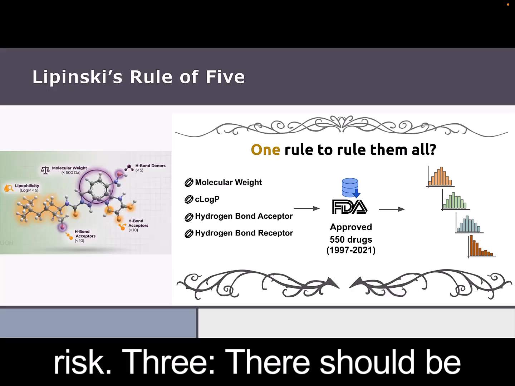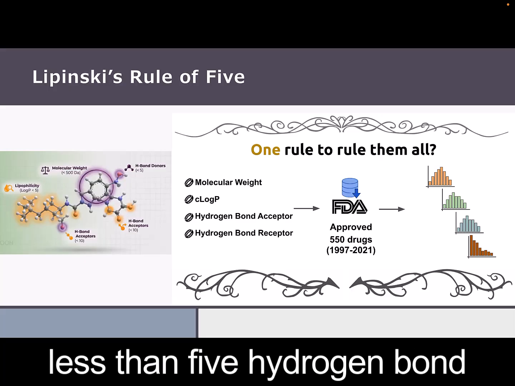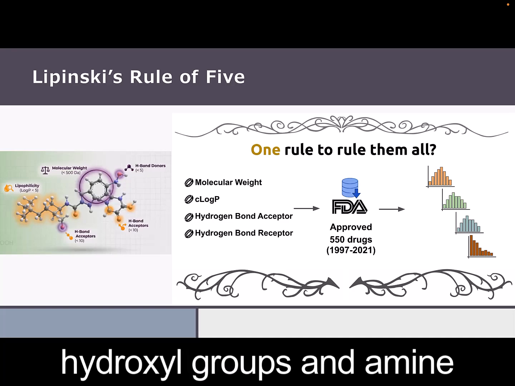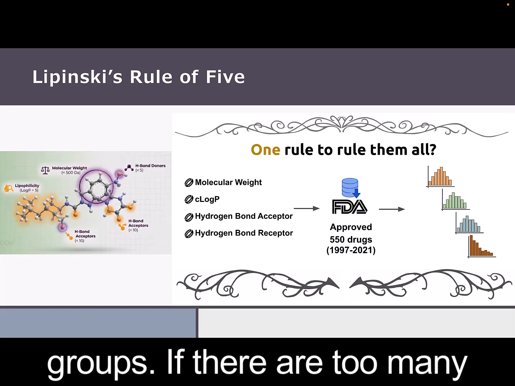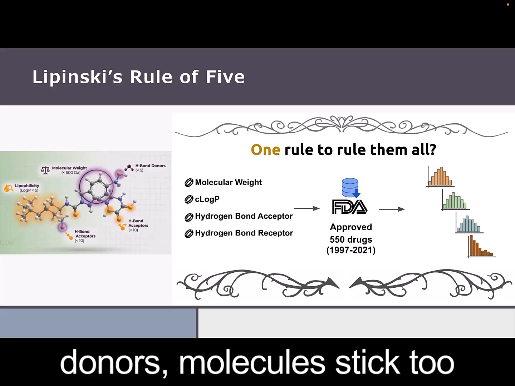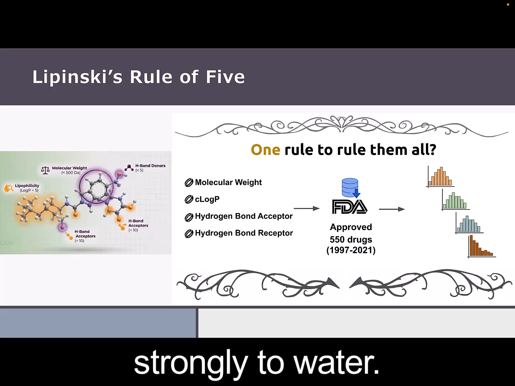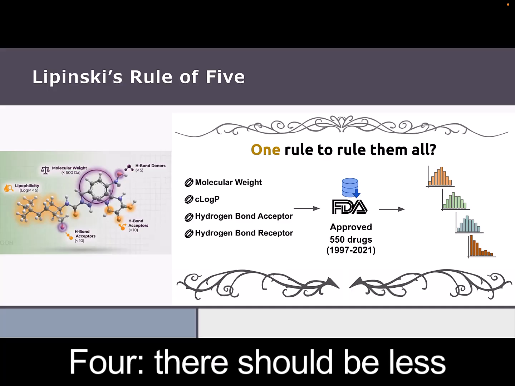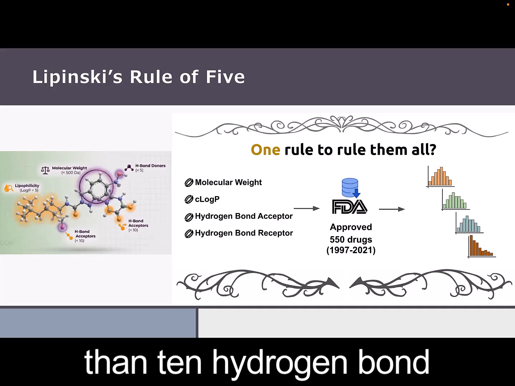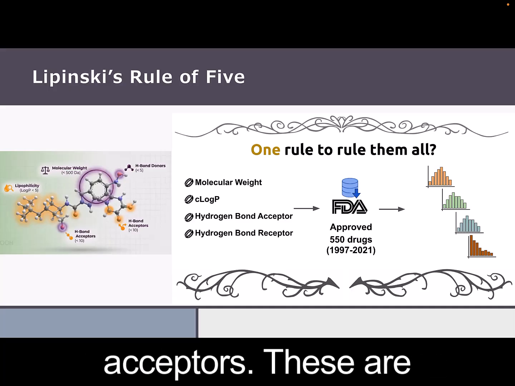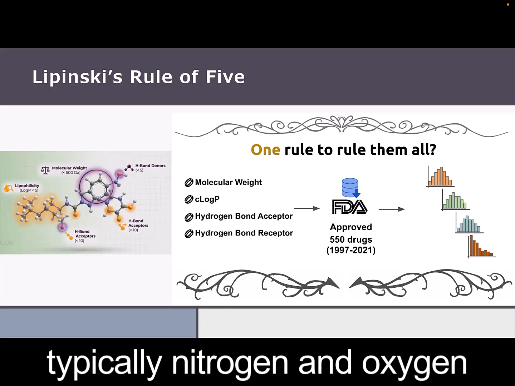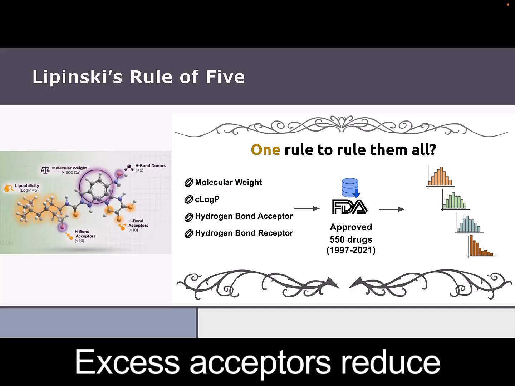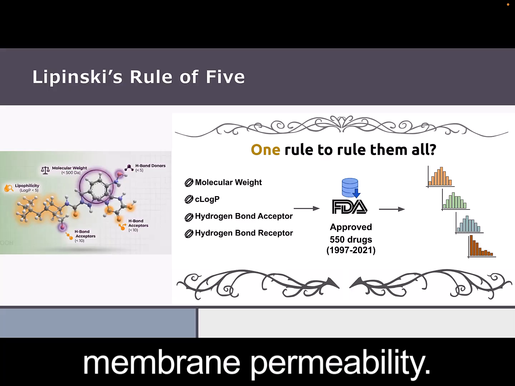Third, there should be less than 5 hydrogen bond donors. These are typically hydroxyl groups and amine groups. If there are too many donors, molecules stick too strongly to water. Fourth, there should be less than 10 hydrogen bond acceptors. These are typically nitrogen and oxygen atoms with lone pairs. Excess acceptors reduce membrane permeability.